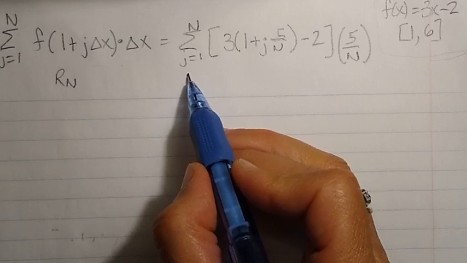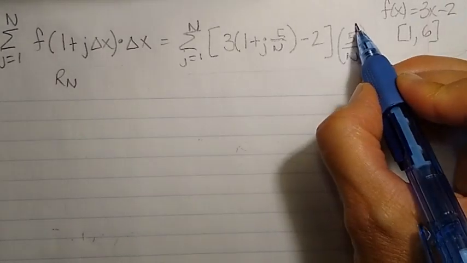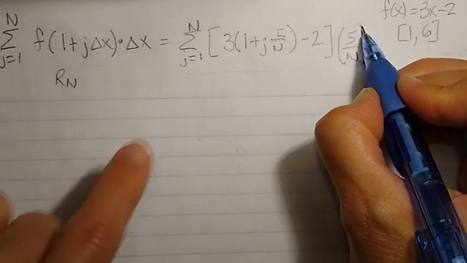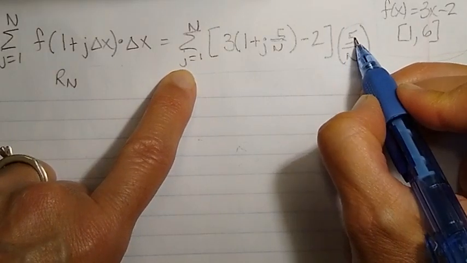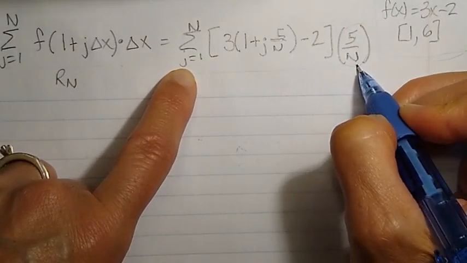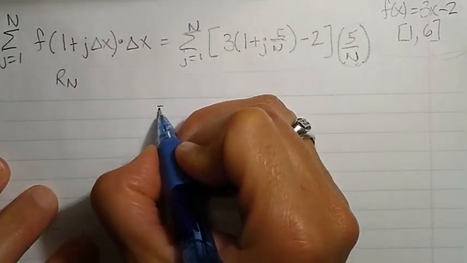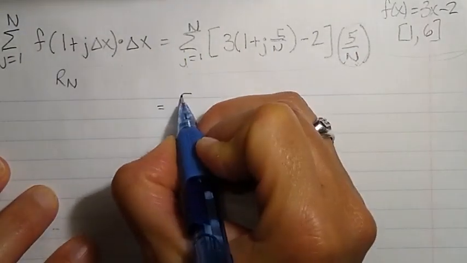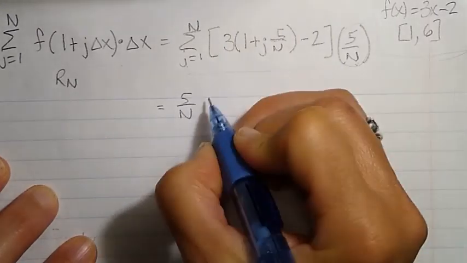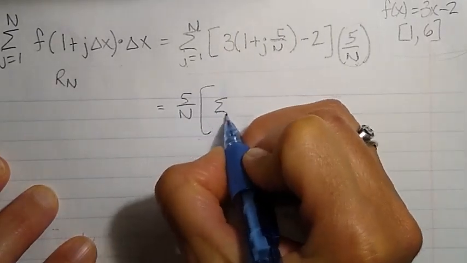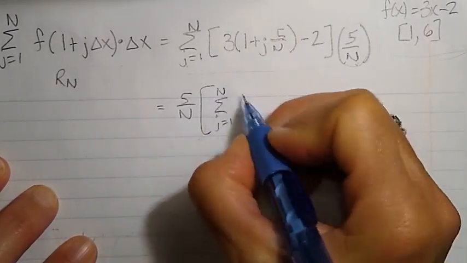So now let me do some work here. Notice that this delta x does not depend on our counter j. It's just 5 over capital N, and capital N is fixed. We're not limiting yet. So I can float that constant out front. It's constant with respect to my counter. So I've got 5 over N times the summation as j goes from 1 to capital N.